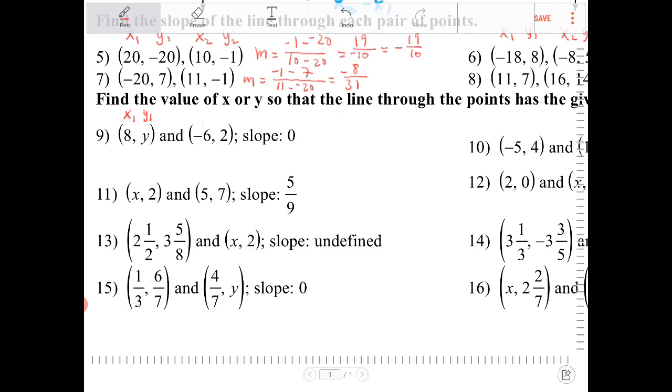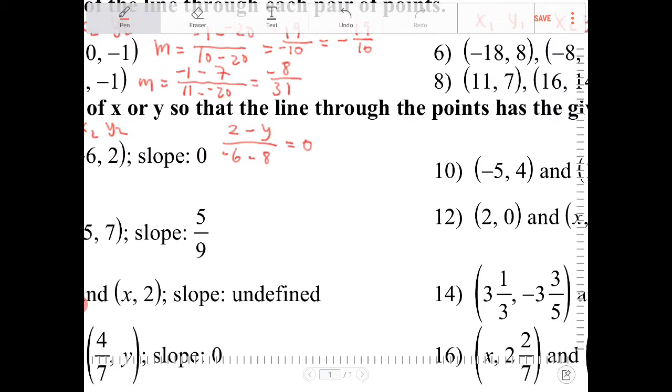I'm going to call this x1, y1, x2, y2, and check this out, right? I'm going to do 2 minus y all over -6 minus 8. Now this ratio here is equal to the slope. But what's the slope value? Oh yeah, it's 0. It's given to us in the problem here. So if I have 2 minus 8, this becomes 2 minus y all over -14 is equal to 0. If I multiply both sides by -14, I'll end up with 2 minus y is equal to 0. Or really, y is equal to 2.